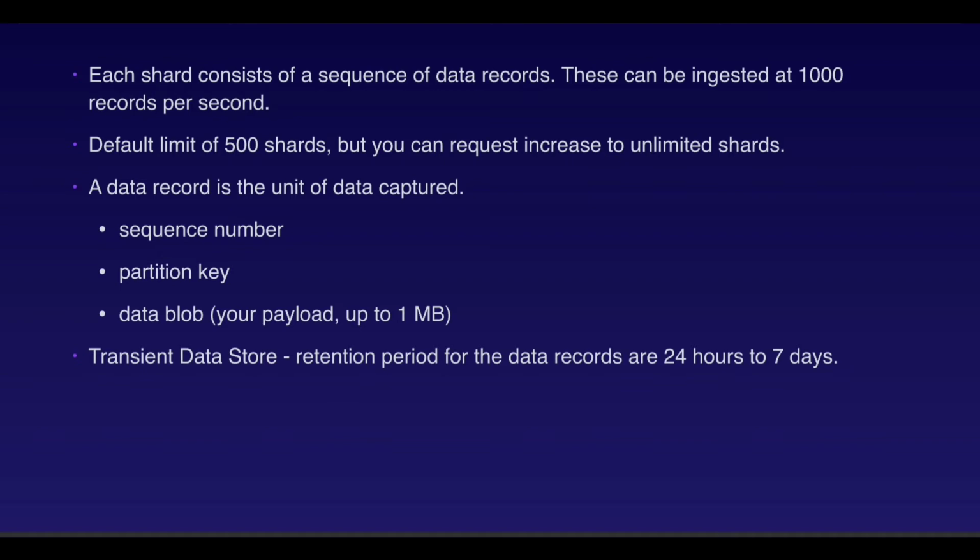And we saw how those little red boxes, or a train cart, is a data record, which is the unit of data that's actually captured. This consists of three parts: a sequence number, or the train cart; a partition key, or the ID for the train; and the data blob, or the people within the train. And our data blob can be up to 1 megabyte in size.